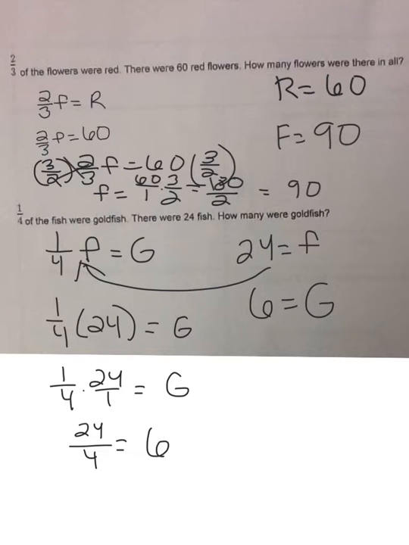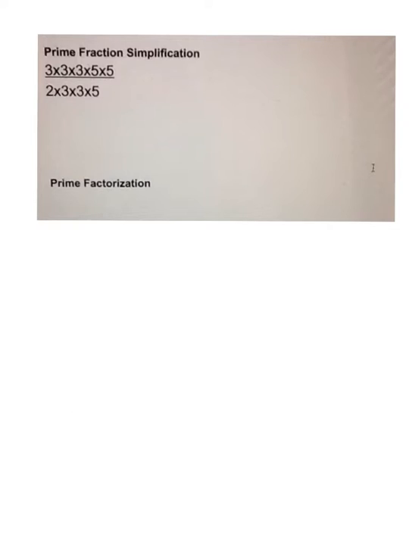Please copy this information into your notes. Here is a fraction. And if you see, we have this fraction 3 times 3 times 3 times 5 times 5 over 2 times 3 times 3 times 5. This fraction looks different than other fractions we've seen before, but it's just because it's been broken into its prime numbers. So we are going to go ahead and simplify this fraction.